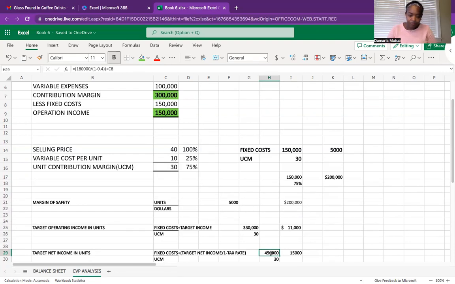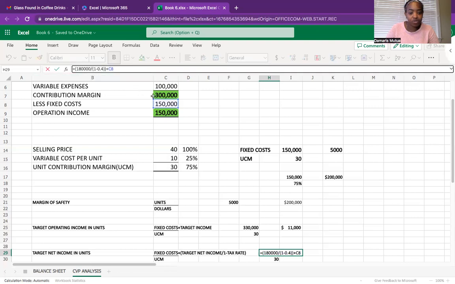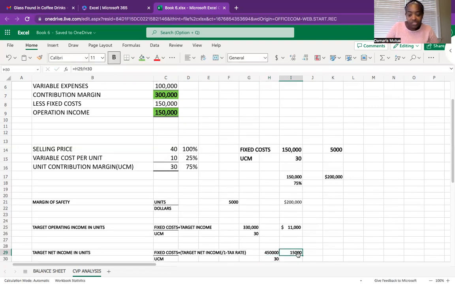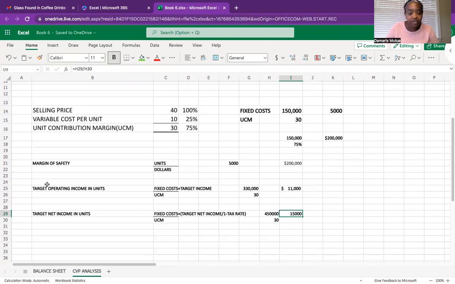You take your fixed cost plus your target net income, and this is income after tax. So we take 1 minus the tax rate. And for the purpose of this video, let's assume the tax rate is 40%. Divided by unit contribution margin. So you get your 180, which is what you're targeting as your net income, divided by 1 minus the tax rate. Our tax rate, we've said we assume 40%. So we're dividing this by 1 minus 0.4. Then we add our fixed cost of 150,000, divided by the UCM. So you're able to know how many units you need to sell to achieve your target net income.